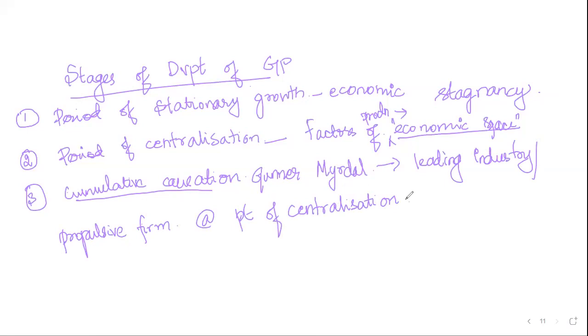Economic growth would have started by this point, and this point is very, very important, take this down. This period will see drainage of resources from the neighboring areas, from the surrounding areas, towards the point of centralization, or towards the point of the economic space. This is known as backwash effect.